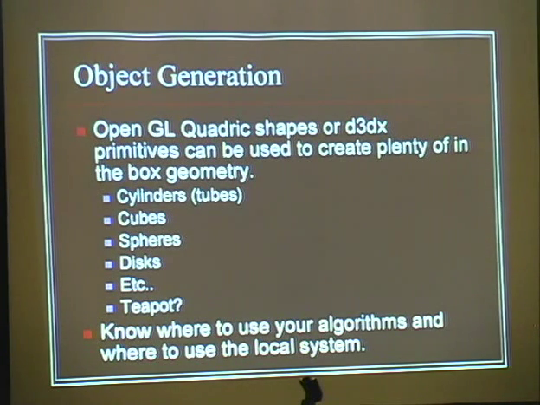So with object generation, OpenGL and DirectX or D3DX have a number of primitives. You have cylinders, which you can think of as tubes, and cubes, which can become buildings. You have spheres, which can become planets, right? Disks, Pac-Man, etc. Teapot. I'm waiting to see a 4K with a teapot on it, because D3D actually has a teapot model, which is sort of a tip of the hat to the Utah teapot, a famous 3D model. But know where to use your algorithms and when to use the local system.